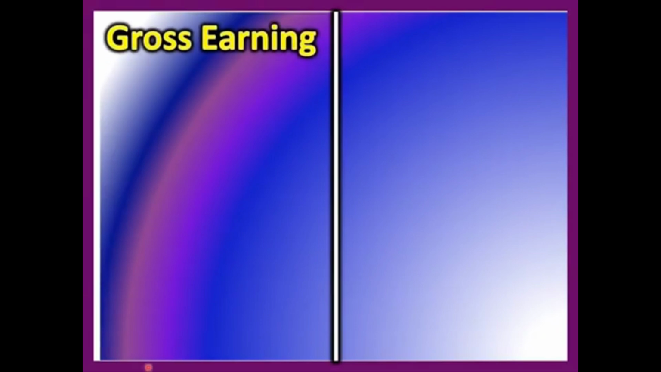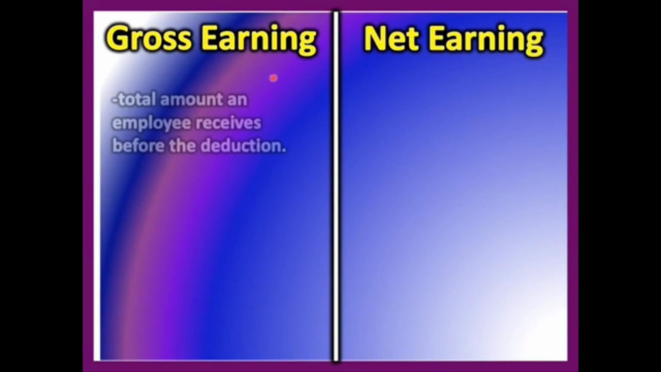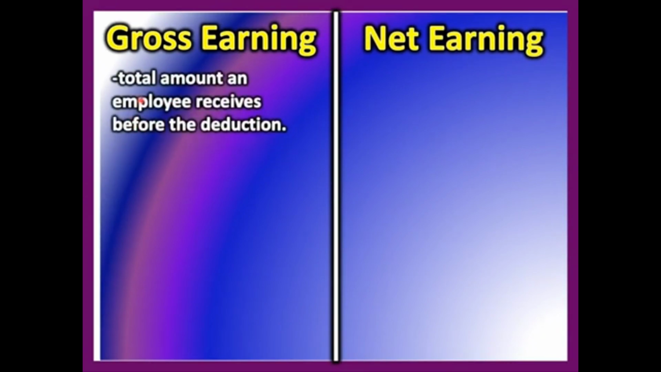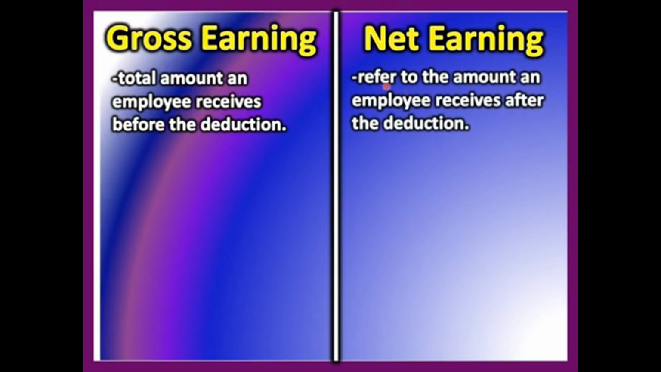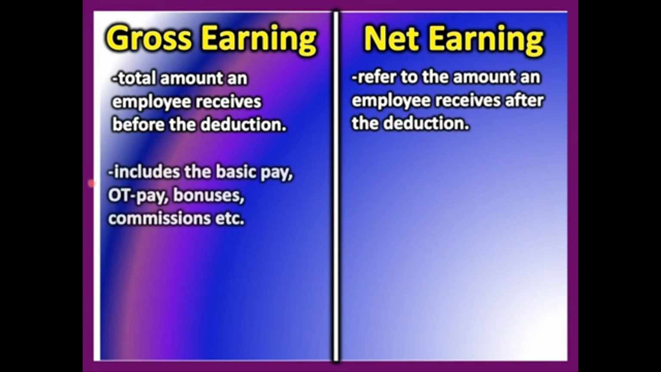So let us now proceed to the difference between gross earning and net earning. Gross earning is the total amount an employee receives before the deduction. So take note of that phrase, before the deduction. And then net earning refers to the amount an employee receives after the deduction. So, gross earning is before the deduction, net earning is after the deduction.